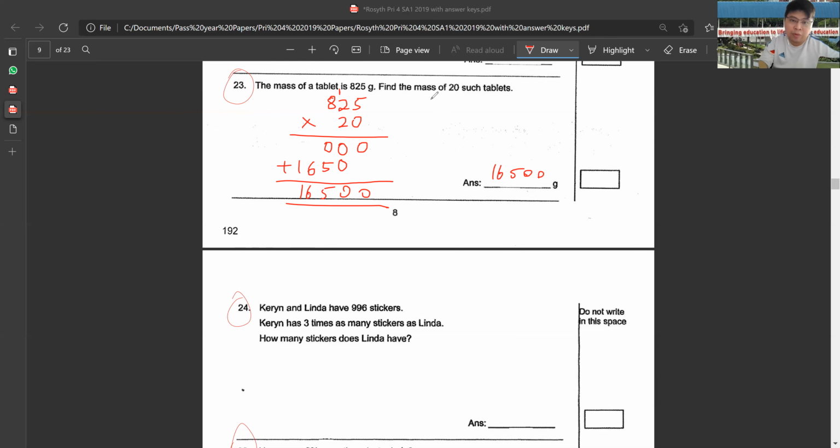Another method is 825 times 2. Then you add a 0 behind. 5 times 2 is 10. 2 times 2 is 4. 4 plus 1, 5. 8 times 2, 16. 1650. Then you times 10. Then you add a 0 behind. Okay? That's another method.